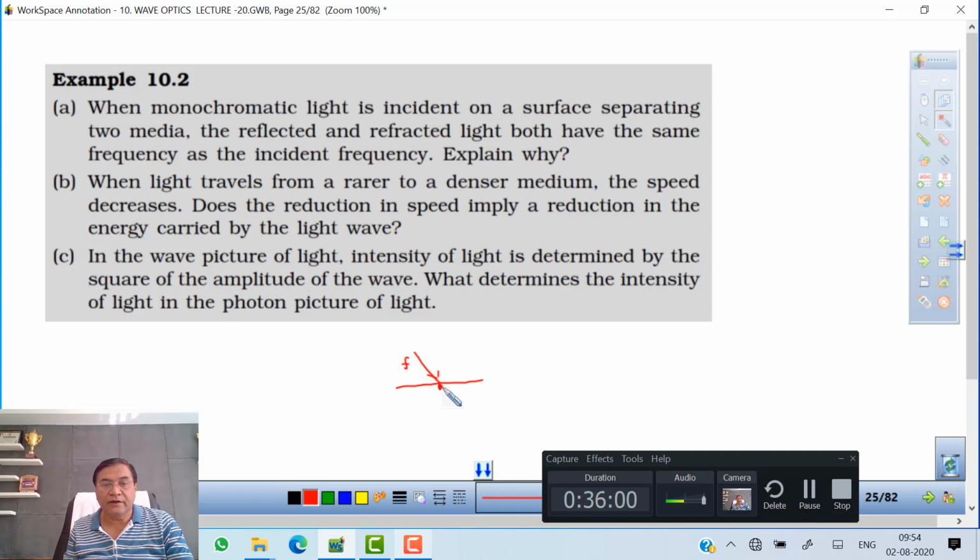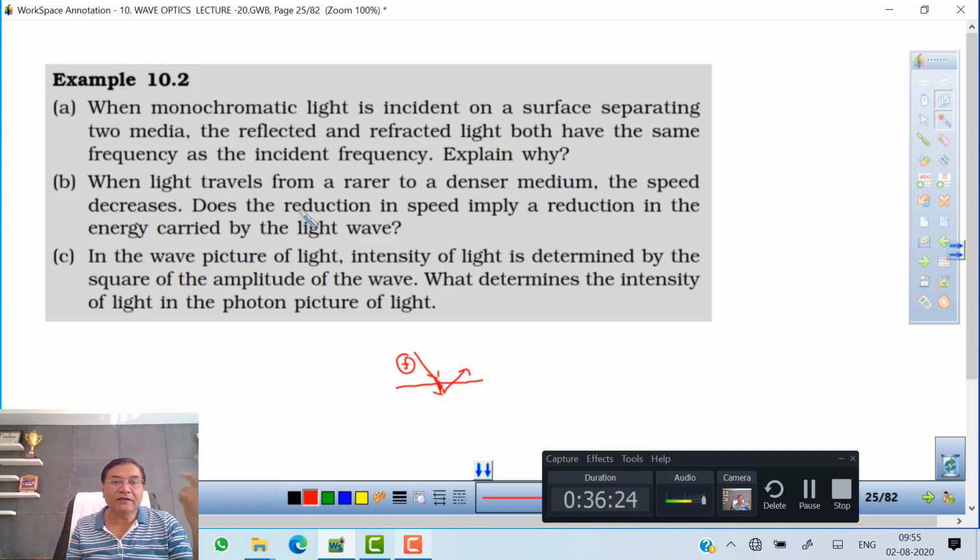And when it oscillates, again it emits radiation of the same frequency. So whatever the frequency of the incident light, with the same frequency it oscillates, with the same frequency it re-emits. Okay, so frequency doesn't change. The same thing is happening for the refraction also, because whatever light is emitted, it excites the other atom and so on. So the frequency never changes.